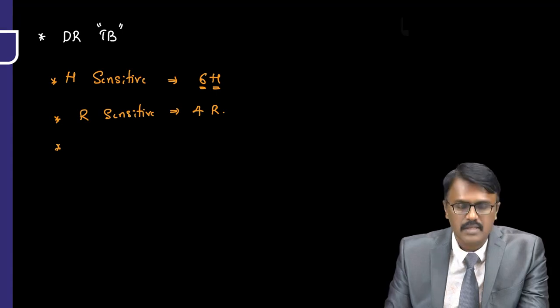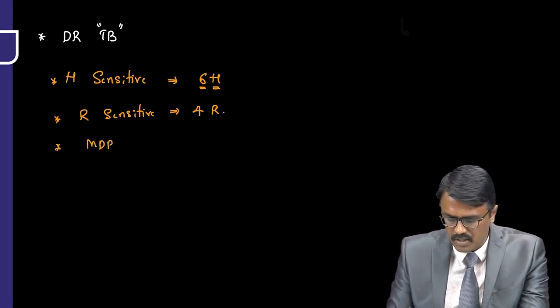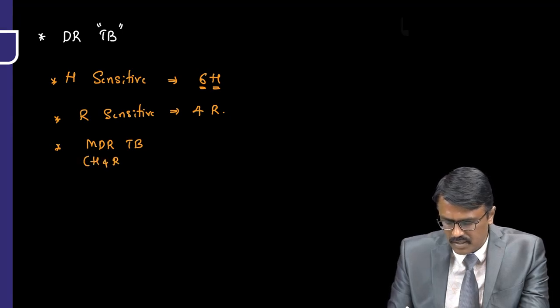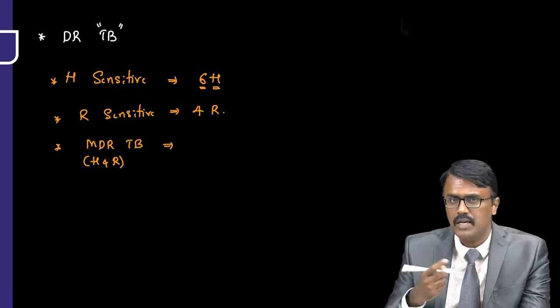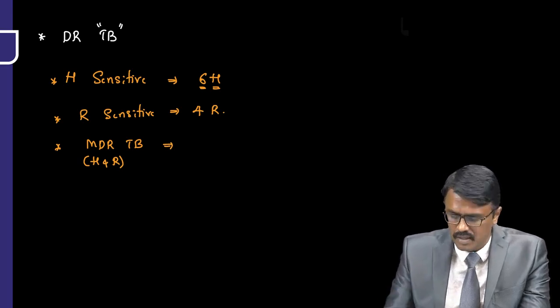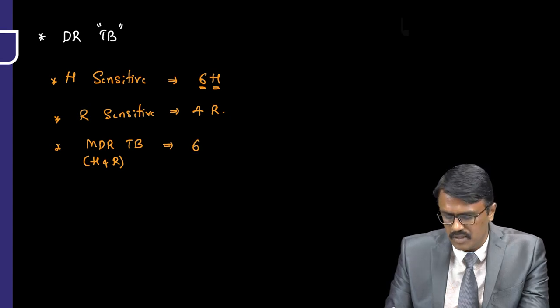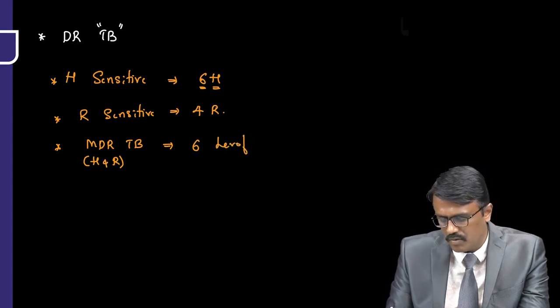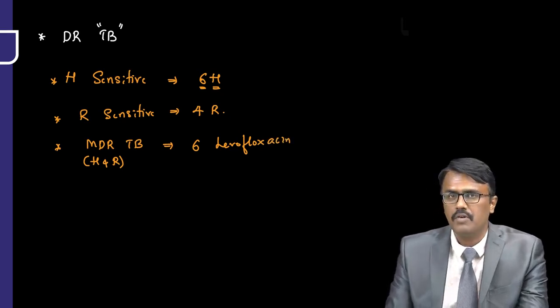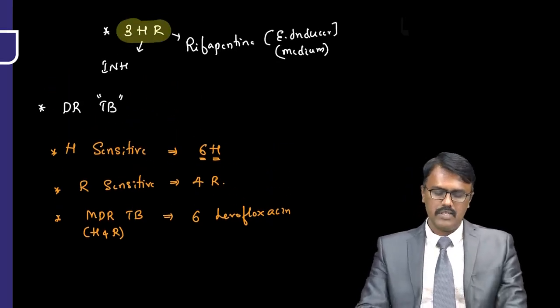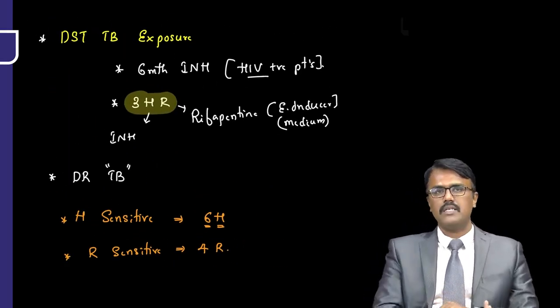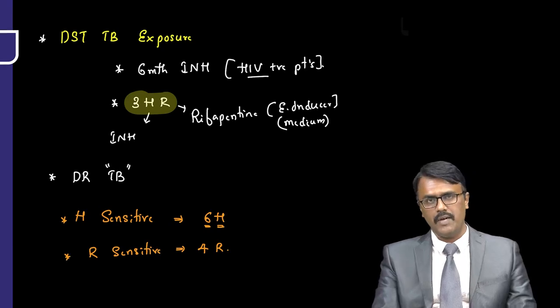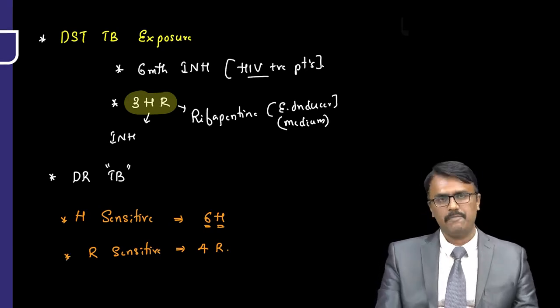Now, if the patient is exposed to an MDR-TB patient, what is MDR-TB? It is resistant to both H and R. So with H and R resistance, you cannot give H or R. Then what to do? Now we have to give 6 months of levofloxacin. So 6 months of levofloxacin has to be given. So these are the regimens that have changed in the recent National TB Elimination Program 2021. That is the updated version for it.